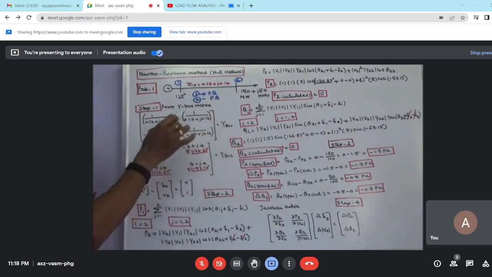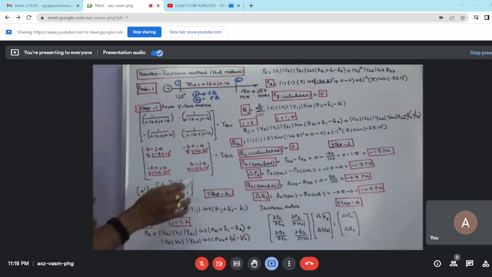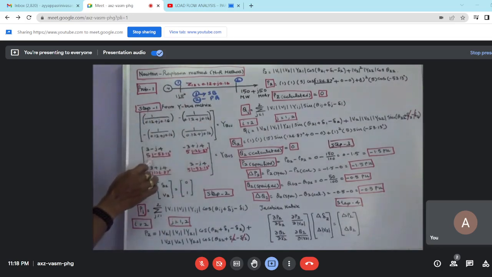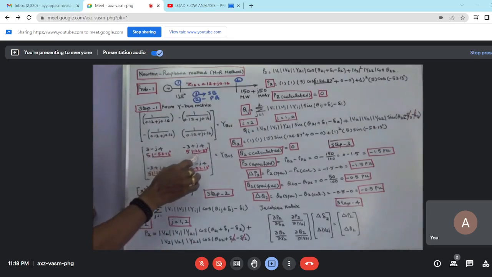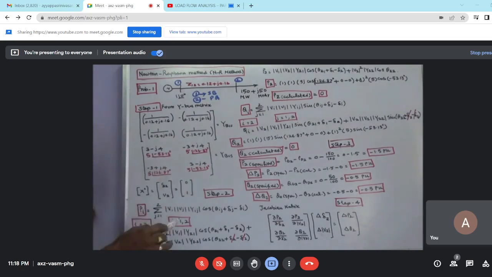First step, we have to form a Y-bus matrix. This is the Y-bus matrix of the system. 3 minus j4, which is in rectangular form. In polar form, 5 angle minus 53.13. This is 5 angle 126.87. This is 5 angle 126.87. This is 5 angle minus 53.13 degrees.